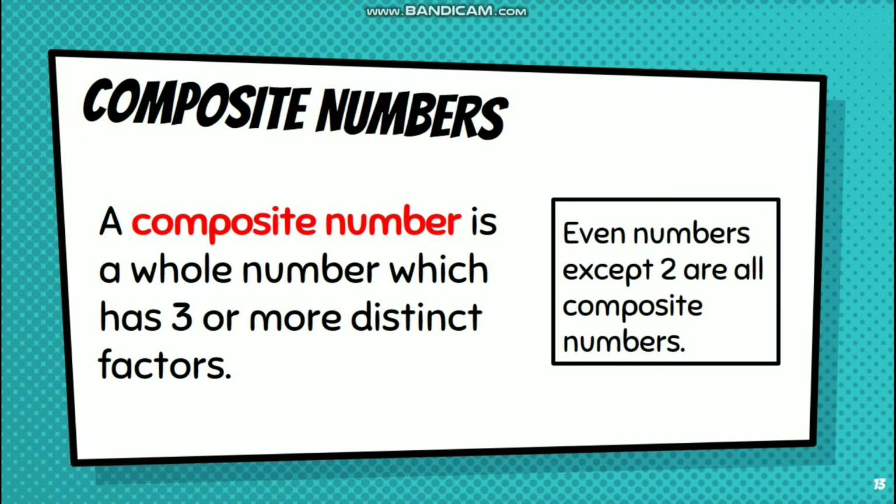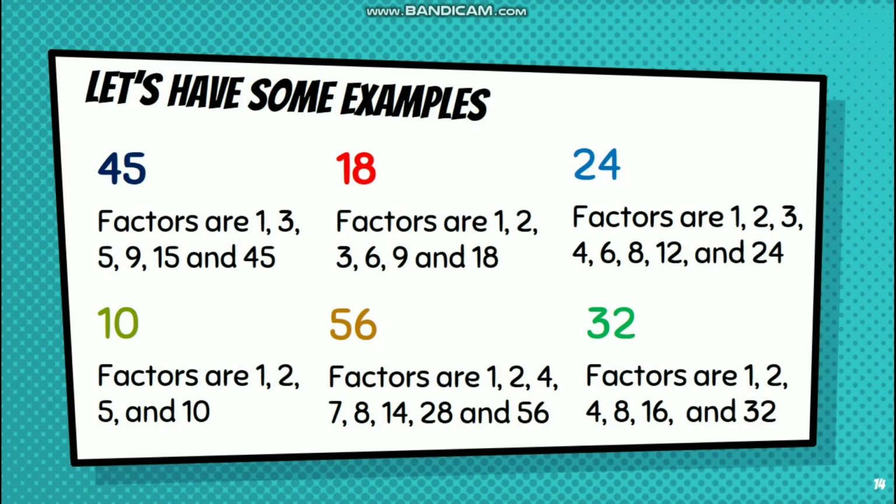To help us identify if a number is composite, we have to list its factors. These are some of the examples: 45, 18, 24, 10, 56, and 32. As you can see, we have here the list of the factors, and they have three or more factors each. So we can say that 45, 18, 24, 10, 56, and 32 are all composite numbers because they have three or more factors.